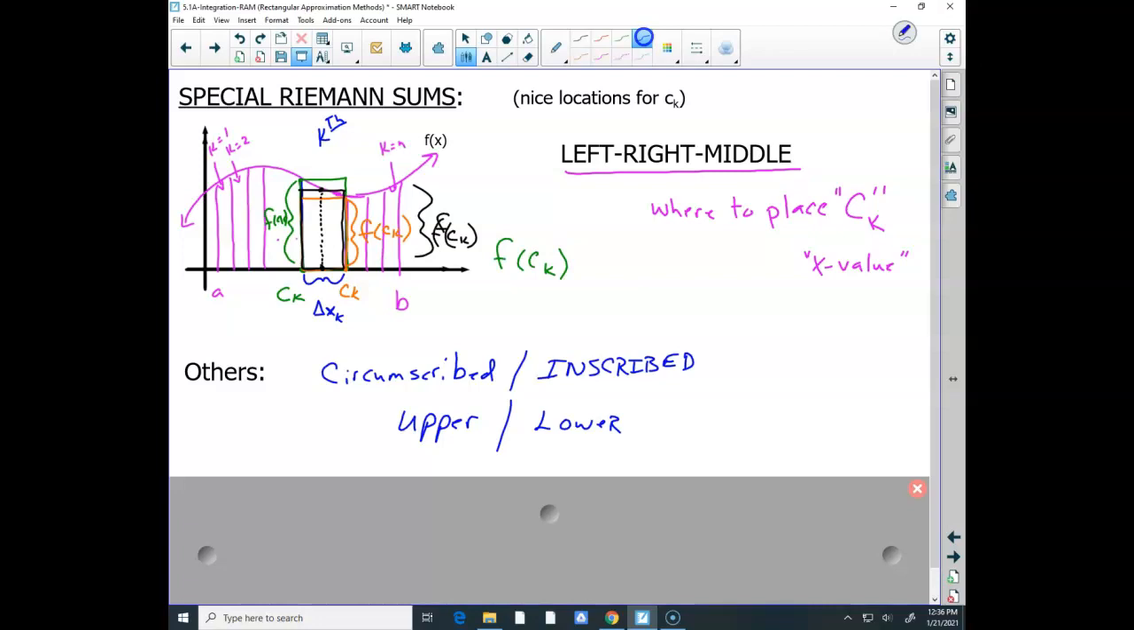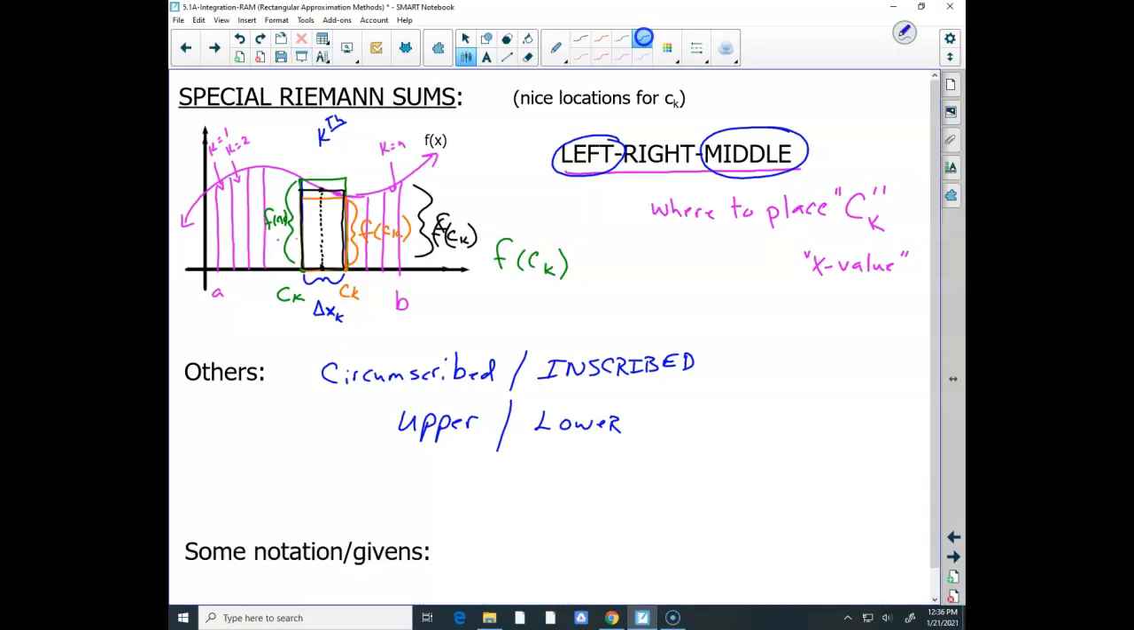Okay, and there's also the midpoint sum. Well, that's this one right here. That would be using the midpoint. So c sub k on my left endpoint in this case would be a circumscribed. And it depends if your function's increasing or decreasing, whether you're circumscribed or inscribed. So knowing a little bit about your functions at the same time is also beneficial.